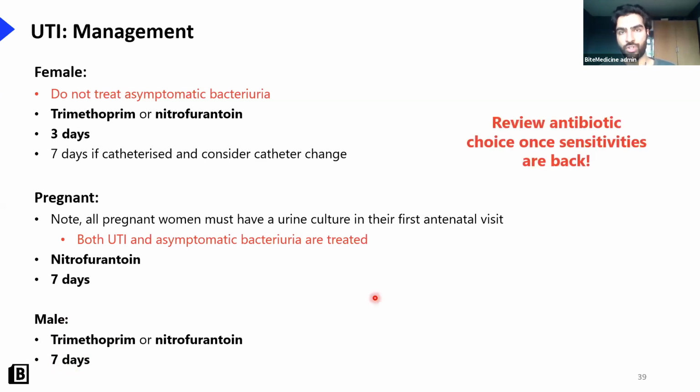Remember, this is empirical treatment. So this is before the antibiotic sensitivities are back. Once you have the antibiotic sensitivities back, then you may need to change your antibiotic or you may not. So as an example, if I've given this female who's come to my clinic trimethoprim, and a day later, the antibiotic sensitivity comes back and says the urine is resistant to trimethoprim, then I'll switch her to nitrofurantoin, for example. So always important to check the sensitivities, but of course it takes time for those sensitivities to come back from the lab.